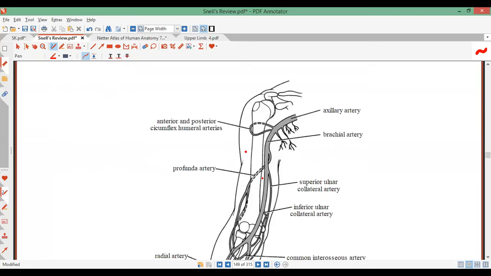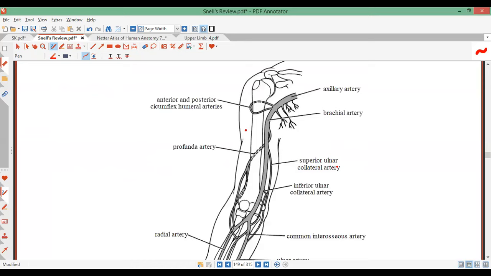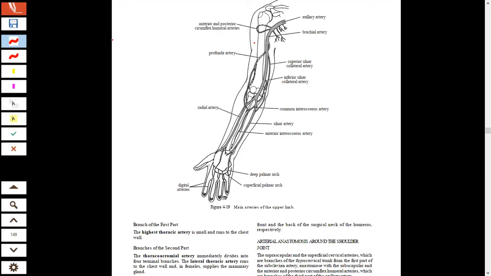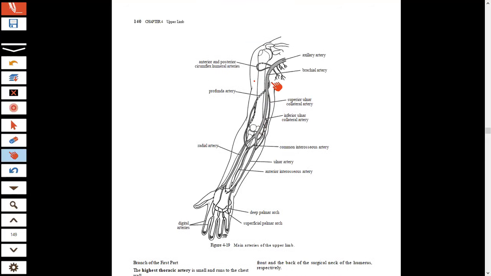Now we must discuss the blood supply of the upper limb. And the blood supply of the upper limb, see, we will start from the arch of aorta.